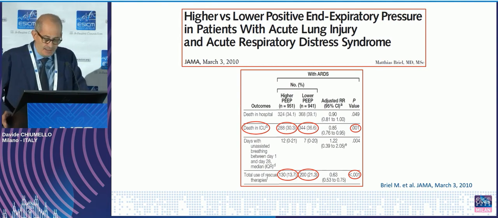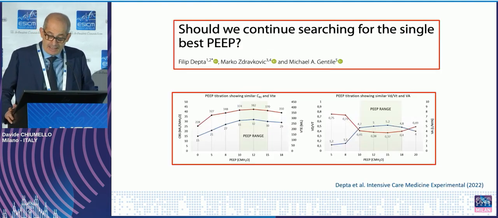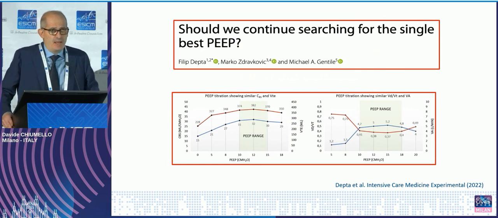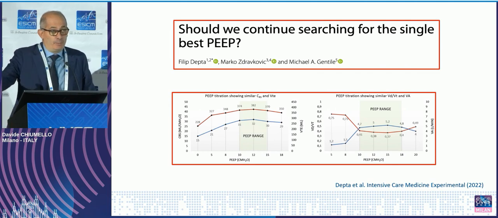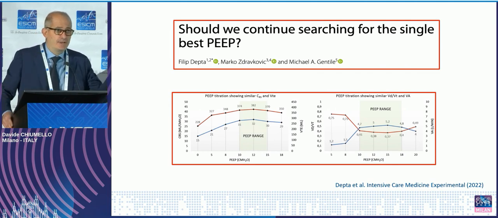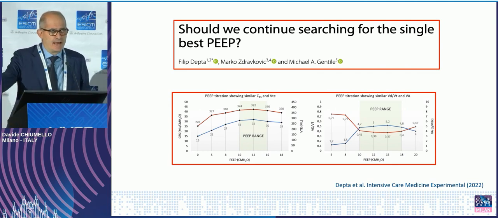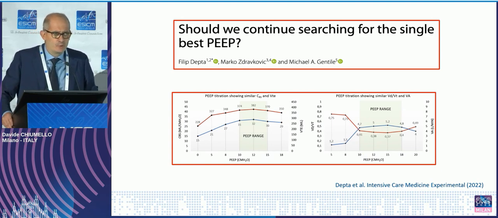However, every time we increase PEEP, we should take into account the possible side effects on hemodynamics, because by increasing the intrathoracic pressure there could be a decrease in venous return, a decrease in blood pressure, splenic hypoperfusion, the possible increase of acute kidney injury, and so on.